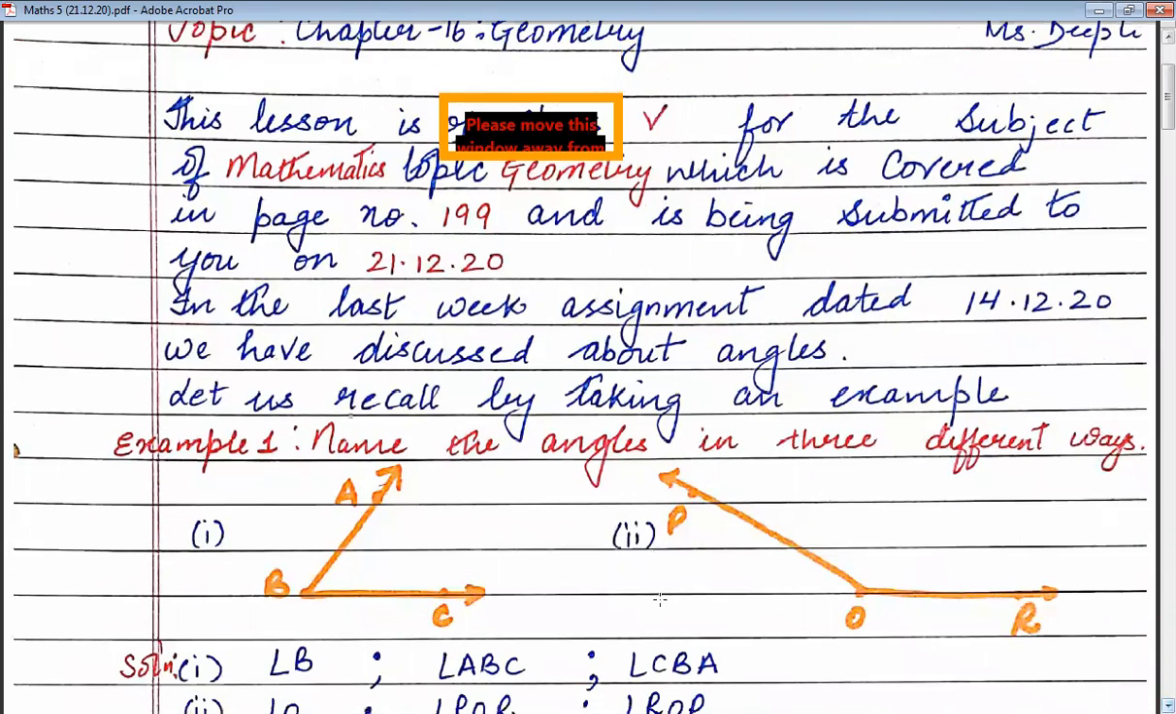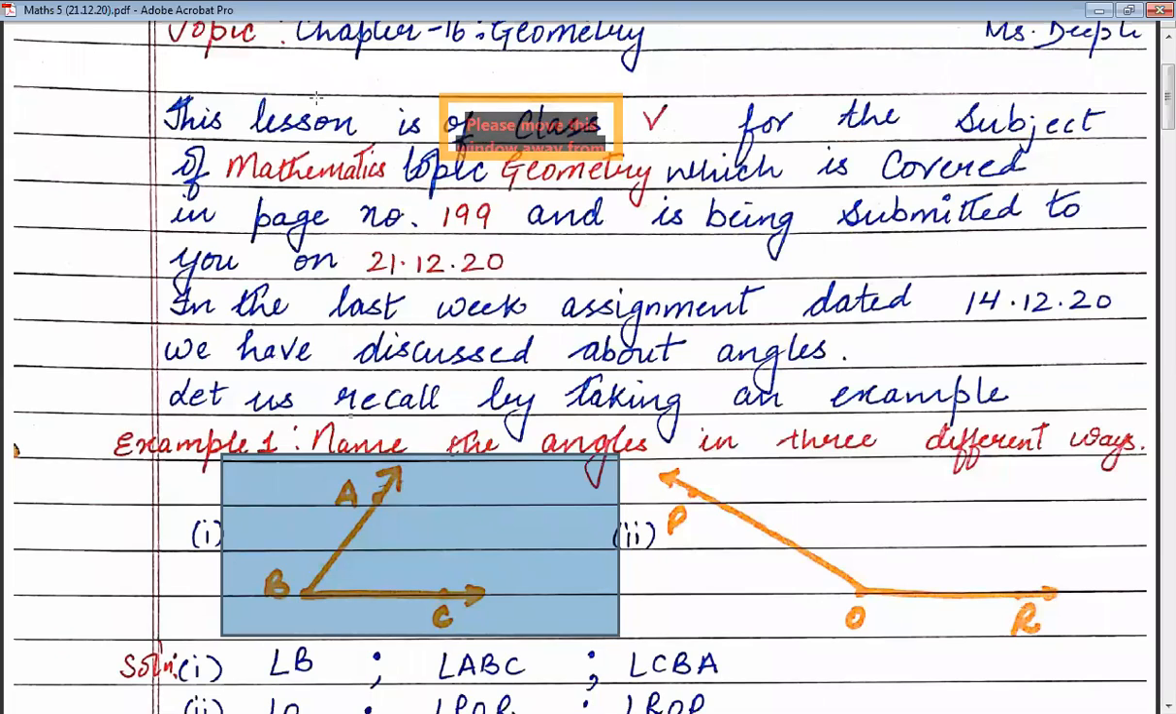Now children, you are given an angle. You can see that this is an angle. You remember, an angle is formed when two rays or two line segments have a common endpoint. You can say that this is a ray AB, you have a ray BC, and you have a common endpoint, that is B. So this is your angle. So here an angle is formed.